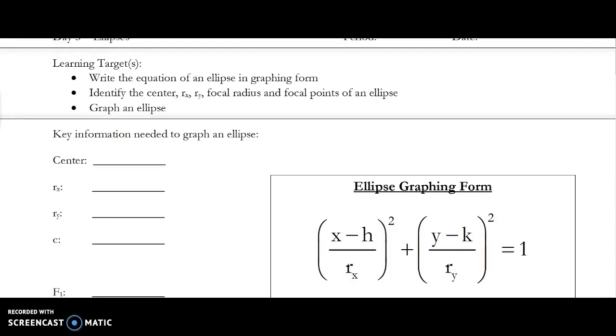This lesson is all about ellipses. So yesterday we talked about circles. So we've had a whole chapter on circles. The radius is the same. It's always going to be the same throughout the whole circle.